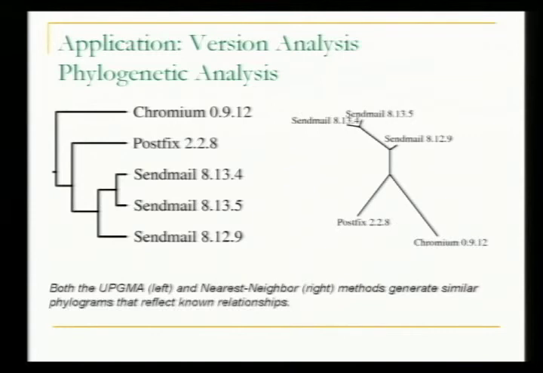So the graph on the right is what's called the nearest neighbor method. So basically, it's a graph as opposed to the left, which is a tree, and it basically shows the current relative distance from everything. So what that graph says is that 8.13.4 and 8.13.5 are really close together, followed in a close second by sendmail 8.12.9, and then the positive control postfix is slightly closer than the negative control chromium. So this reflects, intuitively, well, duh, this is what we were expecting to see happen. But that's a good thing. I think it indicates that this technique has a great strength.